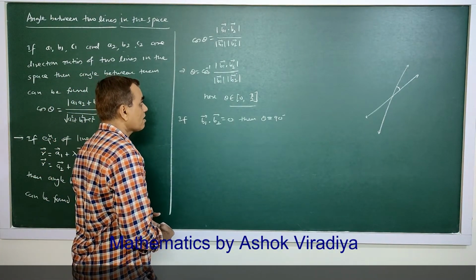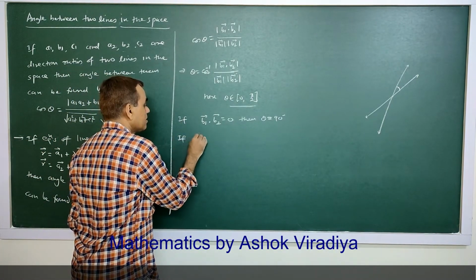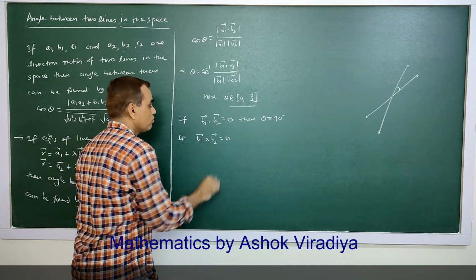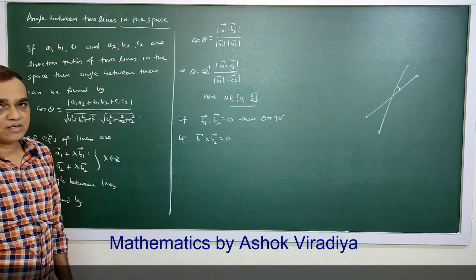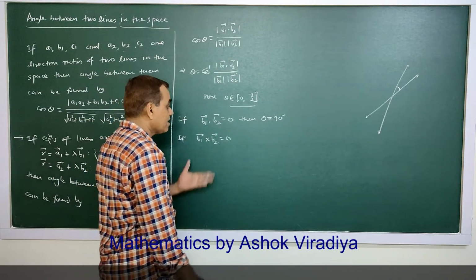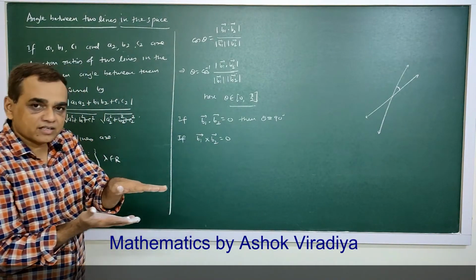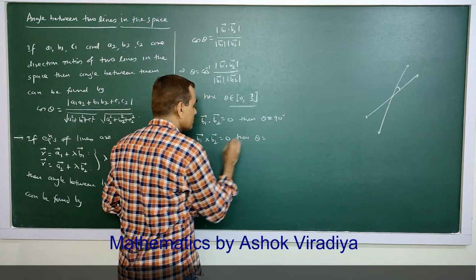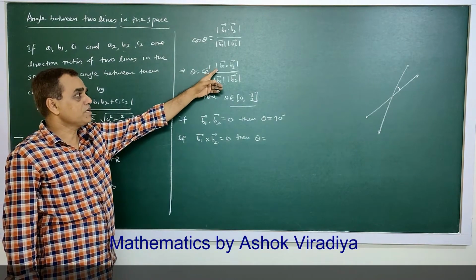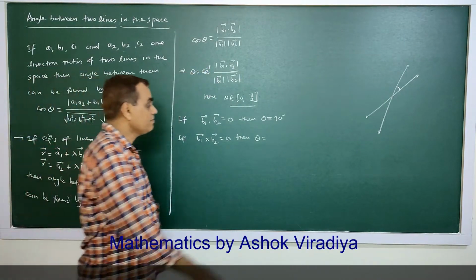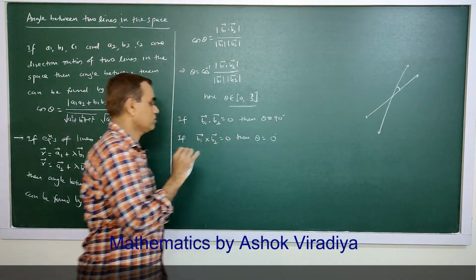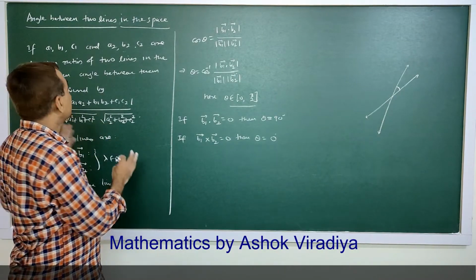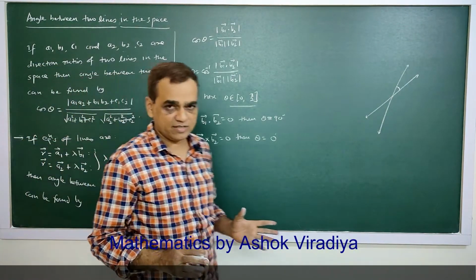And if B1 is parallel to B2, that means B1 cross B2 is 0. That means these vectors are collinear. So the angle between the lines, theta, will be equal to 0. So these are the results to find the angle between lines.